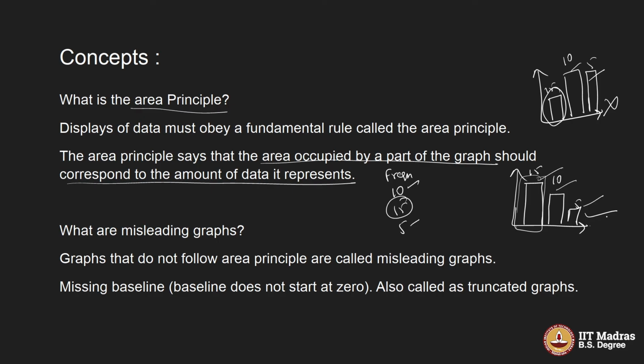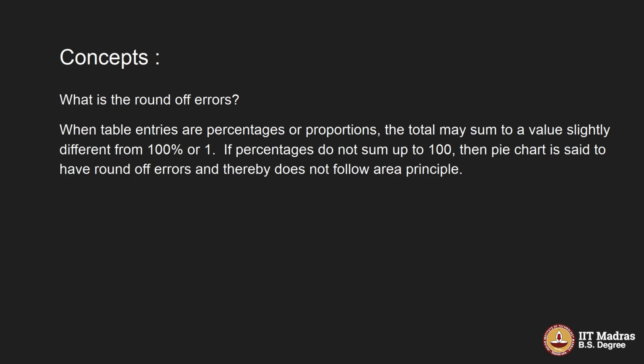Now, what are misleading graphs? Graphs that do not follow the area principle are called misleading graphs. What is a missing baseline? It is a baseline which does not start at 0, also known as a truncated graph. That means the starting point should be 0. Now, what are round-off errors? When table entries are percentages or proportions, the total may sum to a value slightly different from 100% or 1. If percentages do not sum up to 100, then the pie chart is said to have round-off errors and thereby does not follow the area principle.